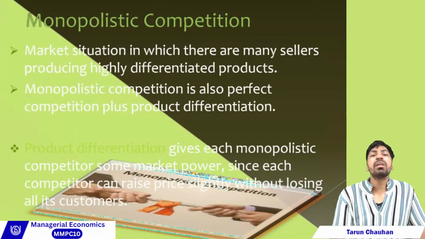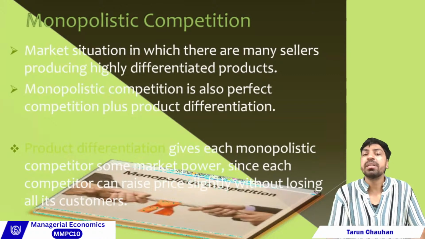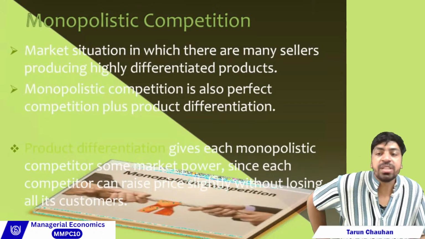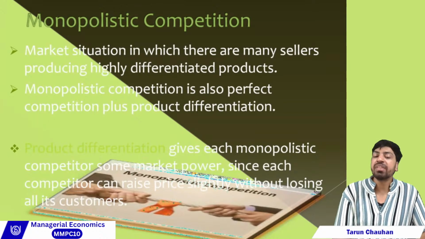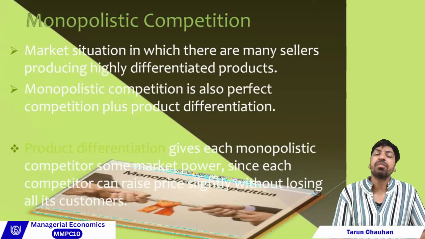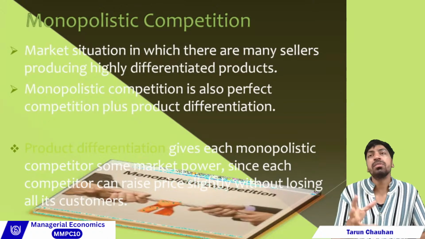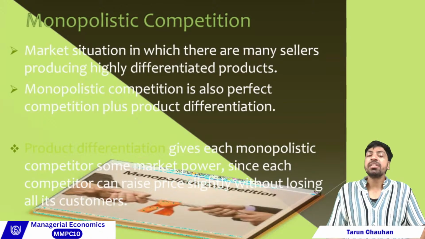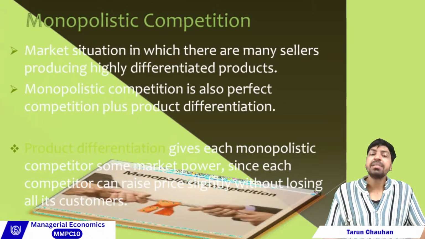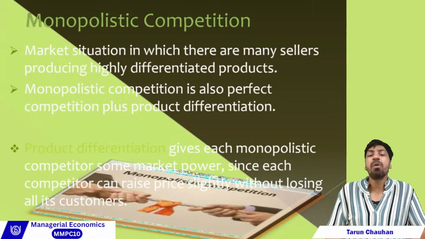Now we talk about monopolistic competition. Monopolistic competition is that market situation in which there are many sellers and buyers producing highly differentiated products. Of course, it is similar to perfect competition, but the differentiation in the product is not seen in the case of perfect competition. Under monopolistic competition, product differentiation plays a very important role.